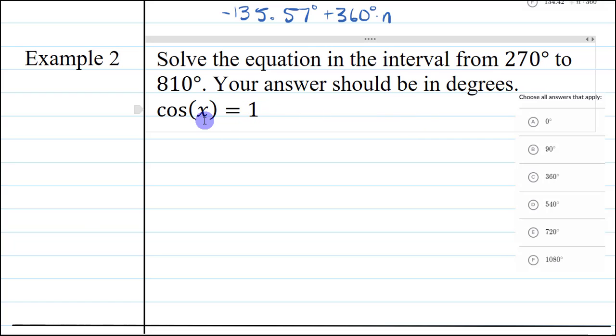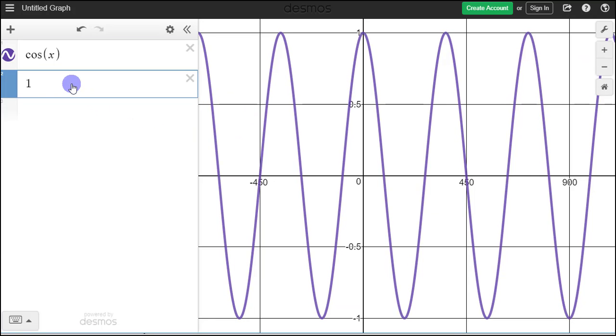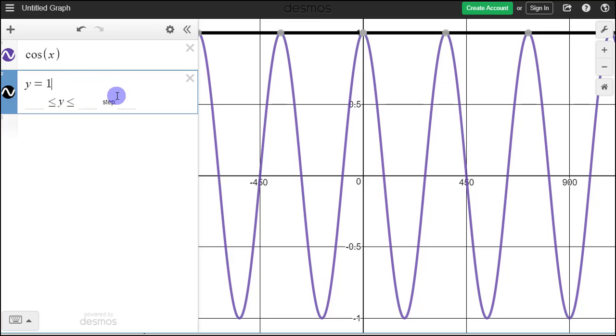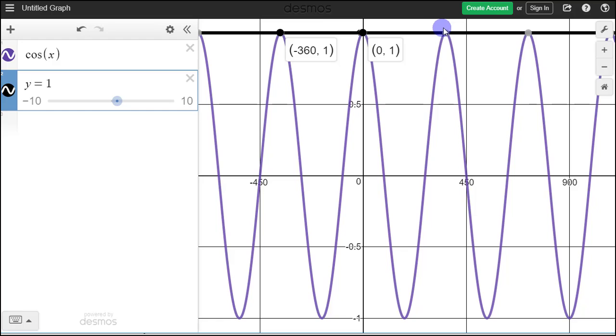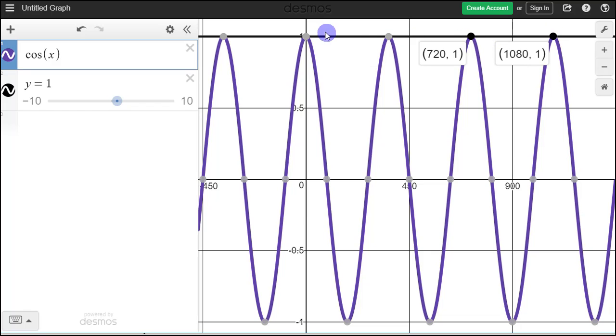Okay, so we're graphing cosine, and then we're going to also graph 1. We're going to figure out where they intersect each other. So notice our problem. Our problem said cosine of x is equal to 1. Graph them both and see where they intersect. I'm going to graph 1 now. Y equals 1. Where do these intersect? Notice that it intersects here at negative 360, here at 0, here at 360, here at 720, and here at 1080.